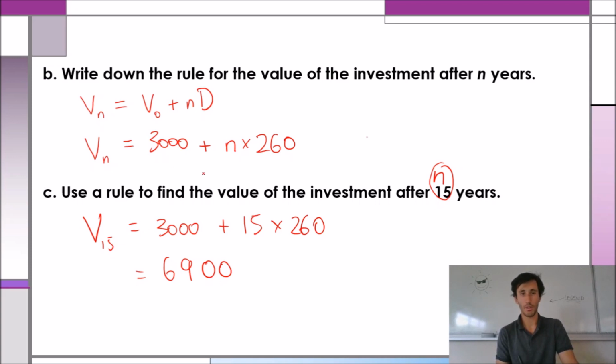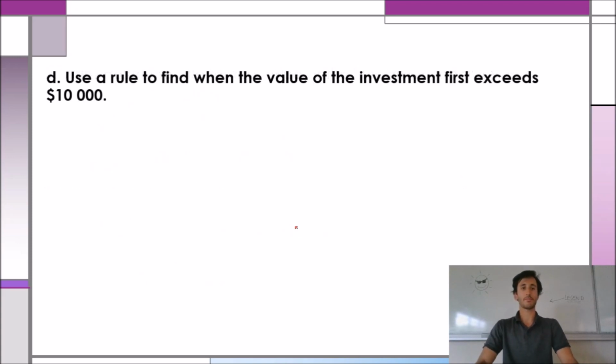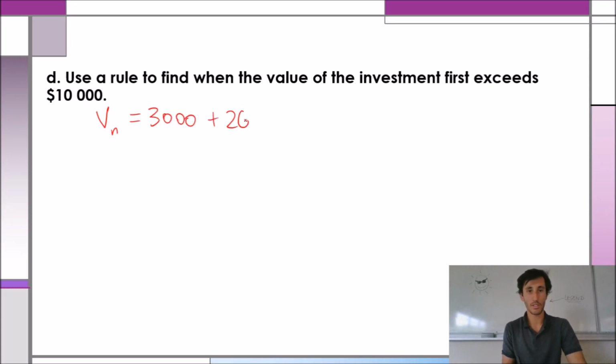Which is 3,000 plus 15 times 260. All right. Use a rule to find when the value first exceeds 10,000. So let's write down our rule again for a refresher. This is 3,000 plus 260 times n, and I've written them in a different order because that's just the way I roll sometimes. So Vn, we're trying to figure out when this whole thing exceeds 10,000.